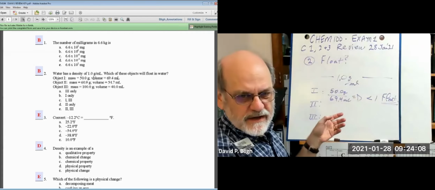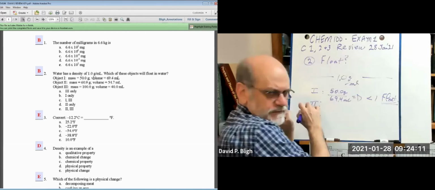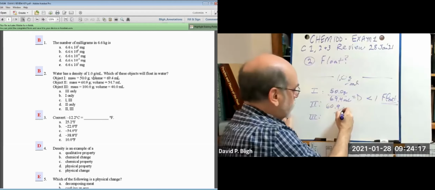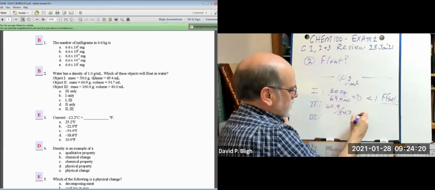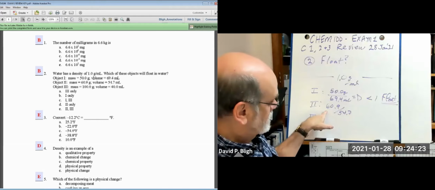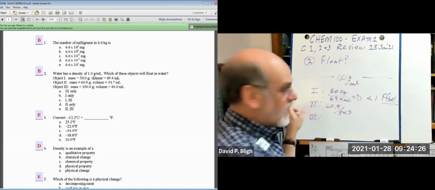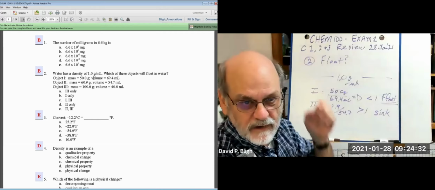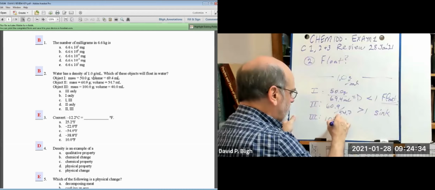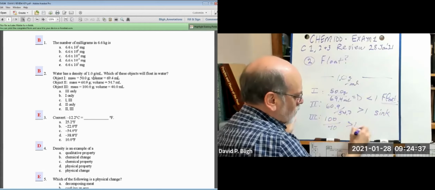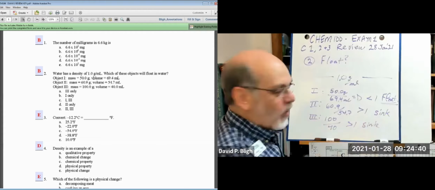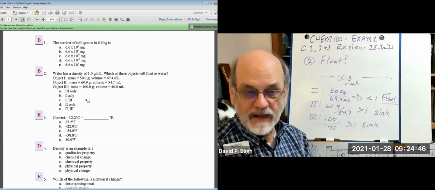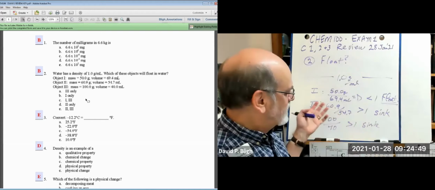How about the next one? 60.9 grams and 54.7. Is that one less than 1 or greater than 1? It's greater than 1. The numerator is bigger than the denominator. That sinks. And how about 3? 100 divided by 40. That's greater than 1. That one sinks. So the only one that floats is 1. That's why the answer to this one is B. And that took a whole lot less time than actually doing the calculations.